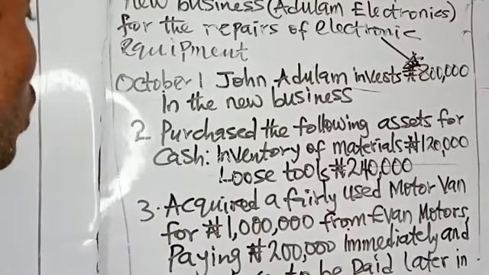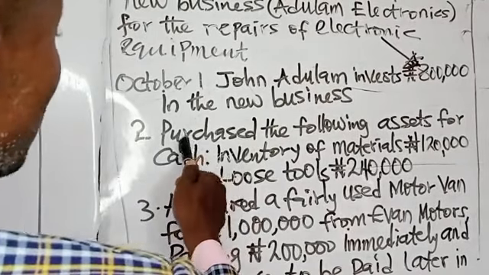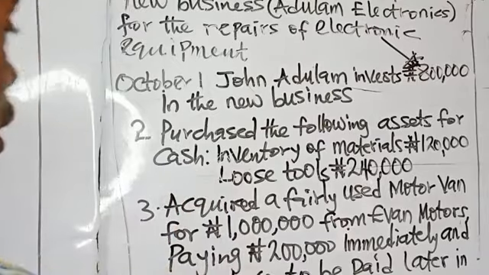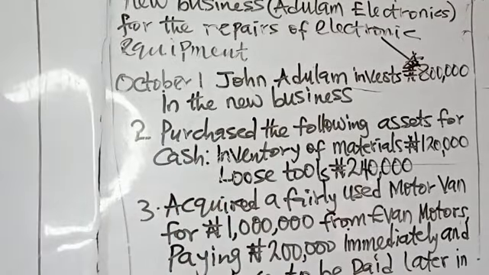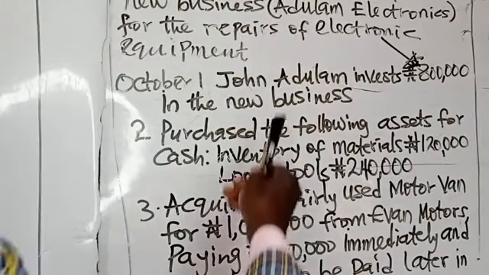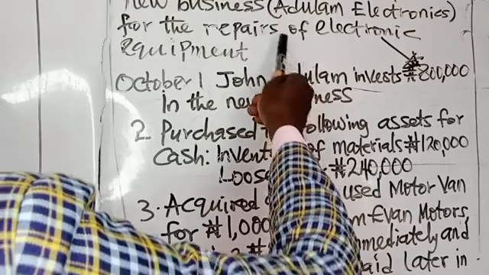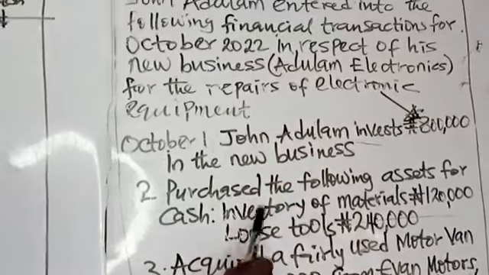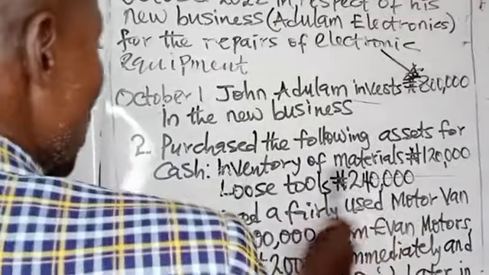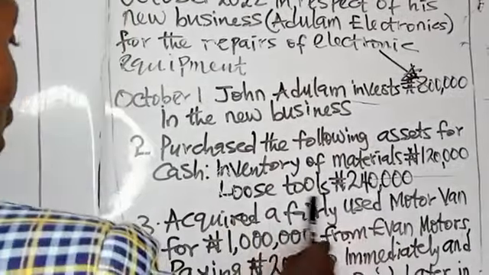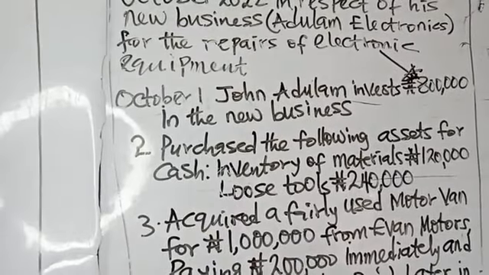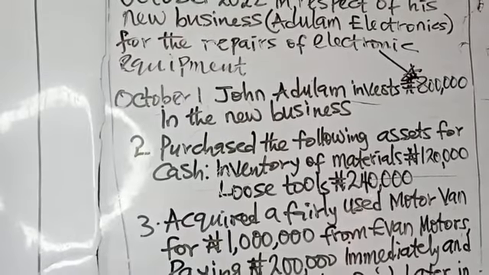Remember, purchases are goods bought for resale. So it will be wrong to record this as purchase. If you record this as purchase, you have committed the error known as error of principle. Know that the primary business of Adolam Electronics is electronics materials. So the inventory bought, you are going to record it as inventory, while the loose tools, you equally record that as loose tools. Please take note of that.